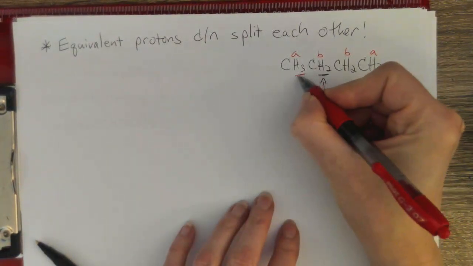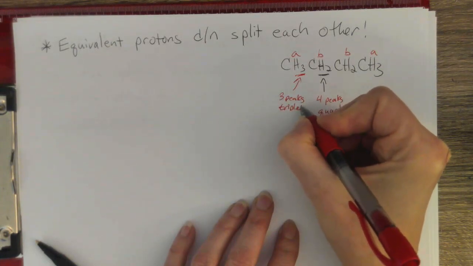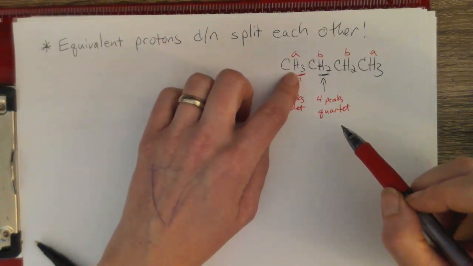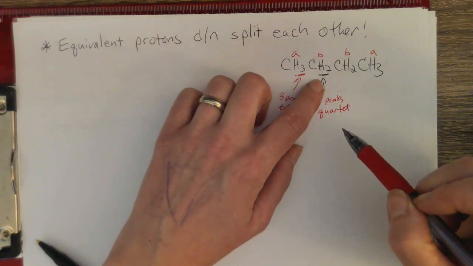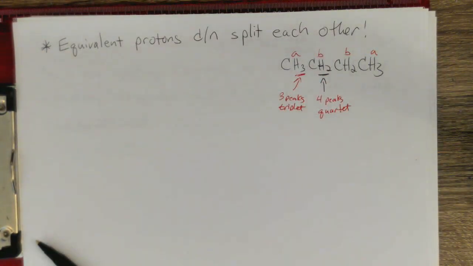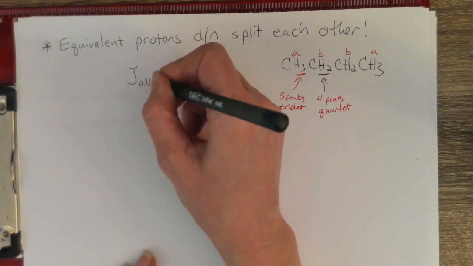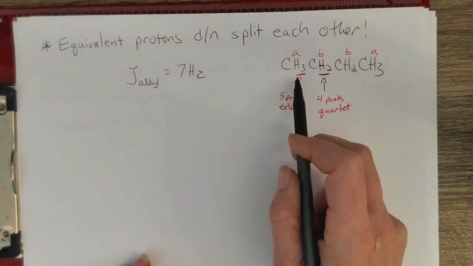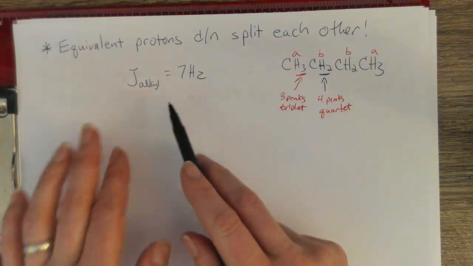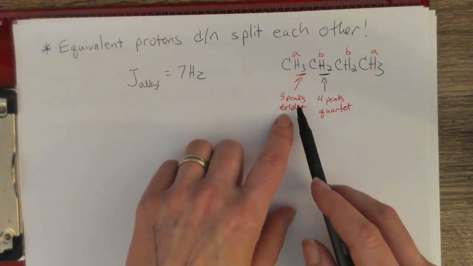Okay. And then here I'm going to see 2 neighbors, 2 plus 1 is 3, so 3 peaks, or a triplet. In terms of their chemical shifts, we expect this to be the farthest upfield, a little less than 1, and then this will be a little bit farther downfield relative to this, but these are going to be way up to the right in the spectrum. Okay, so let's go ahead and do some more examples of this. Let's take this example here. I'm going to tell you that the coupling constant, J alkyl, is equal to 7 hertz. Could we draw a splitting diagram for each of these signals? Yes, it would be super easy. If you have to draw a splitting diagram for something that you can determine the splitting for with the N plus 1 rule, it's super easy.